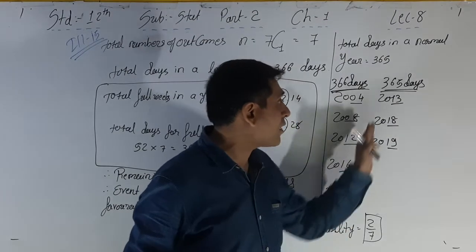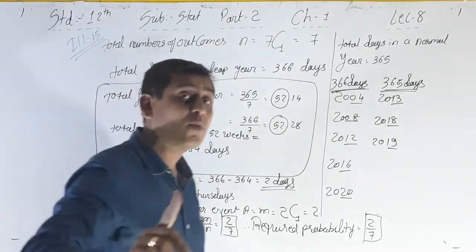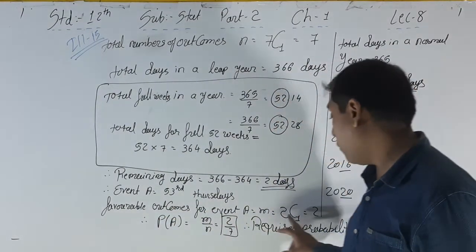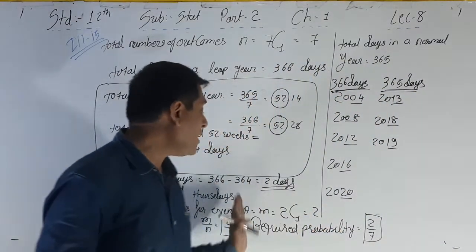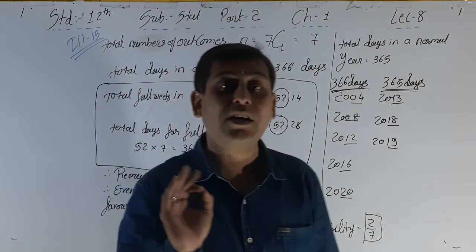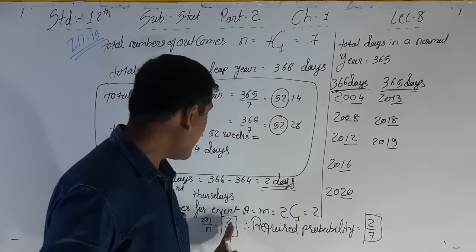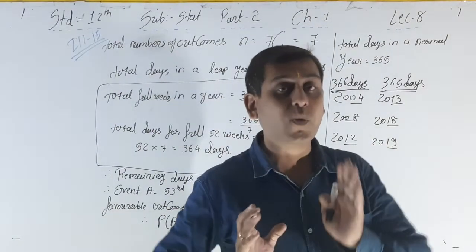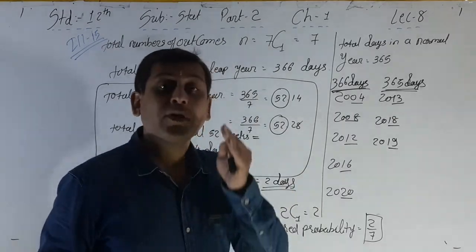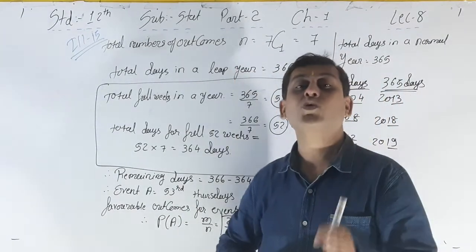There are minimum 2 days remaining in a leap year. If it is not a leap year, then only 1 day is remaining: 365 minus 364, that is 1 day. From that 1 day we want that particular day as a Thursday. So the 53rd Thursday in a normal year is 1C1, and in a leap year 2C1, that's why 2 by 7 is the total probability. In a normal year, 1C1, that's why 1 is your M, and 1 by 7 is your required probability if the question is asked for a normal year, not a leap year. If the question is regarding a leap year, then your answer is 2 by 7.